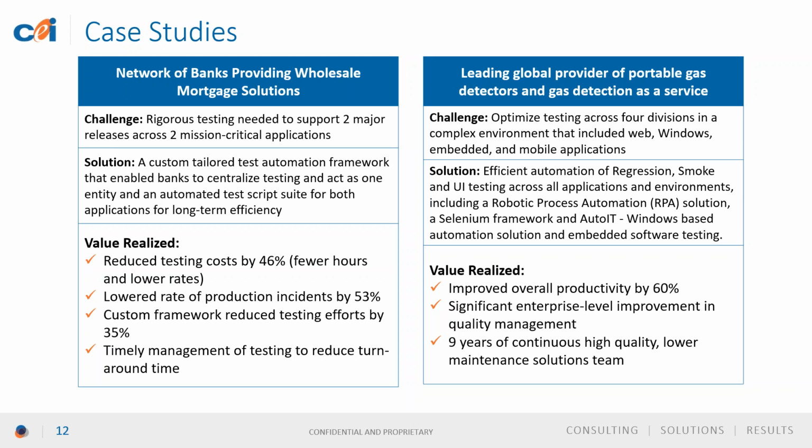Our first case study involves a network of banks that provides wholesale mortgage solutions across the US. The challenge in this instance was to help the network of banks create a consistent and repeatable testing process that would cover regression testing for a cycle of 2 major releases per year for 2 mission-critical applications. CEI created a custom automation framework and suite of test scripts that supported feature variability between the banks, allowing the banks to leverage the scale and cost benefits of a centralized testing strategy.